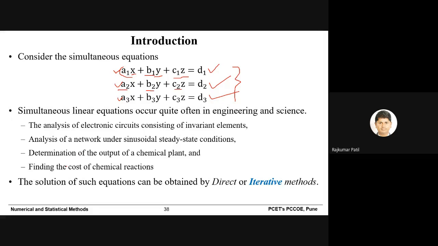Now, the solution of such equations can be obtained by using two methods. First, direct method, and second one is iterative method. There are certain methods you might have studied related to direct method, and you can easily solve it. For example, convert these equations into matrix form, simplify that matrix, and you can find out the unknown values, that is x, y, and z.